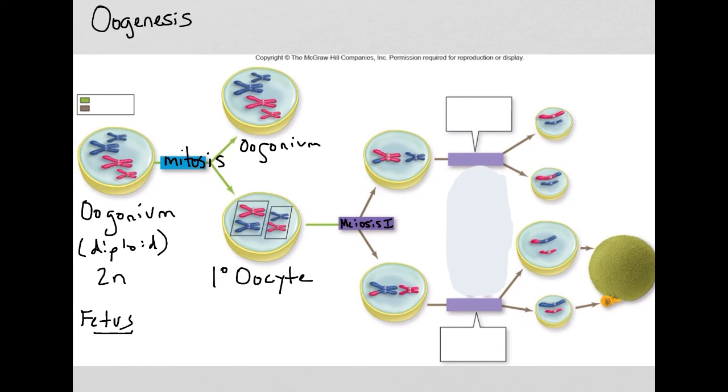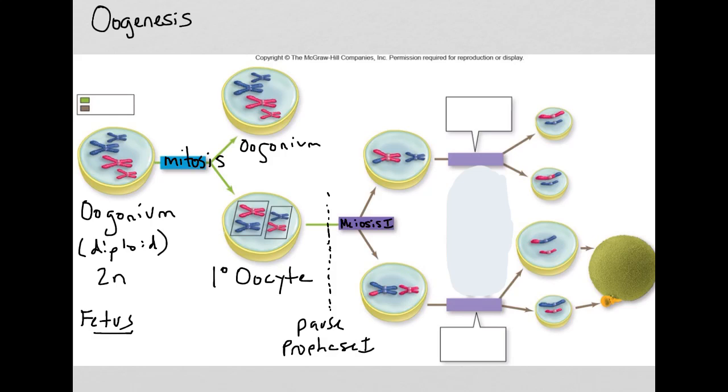It will stop in prophase 1 of meiosis 1. So I'm going to draw a little dotted line there. During fetal development, there will be a pause. Okay, so we've got some primary oocytes created and they have entered into meiosis, but they pause at prophase 1, during prophase 1.